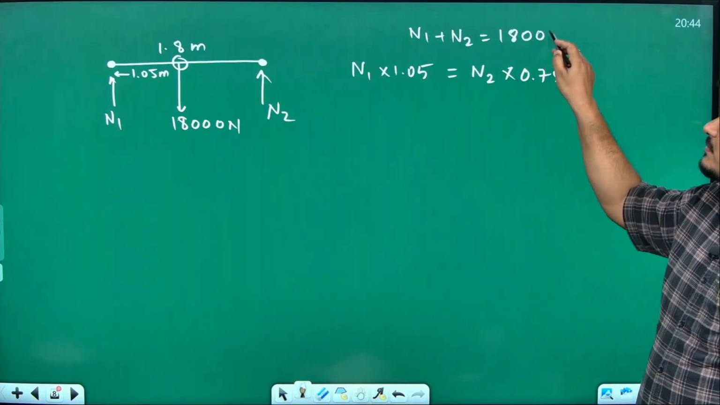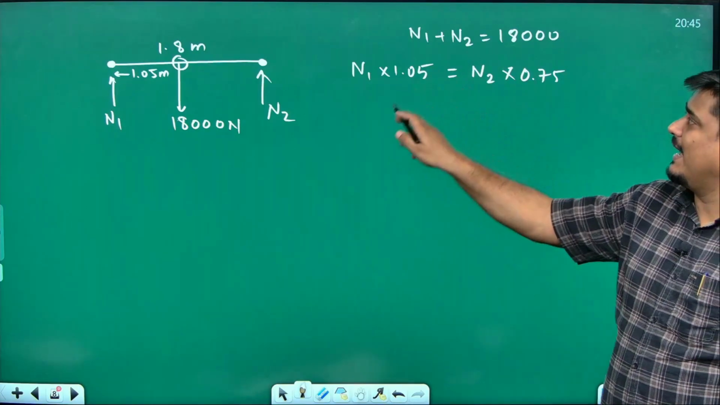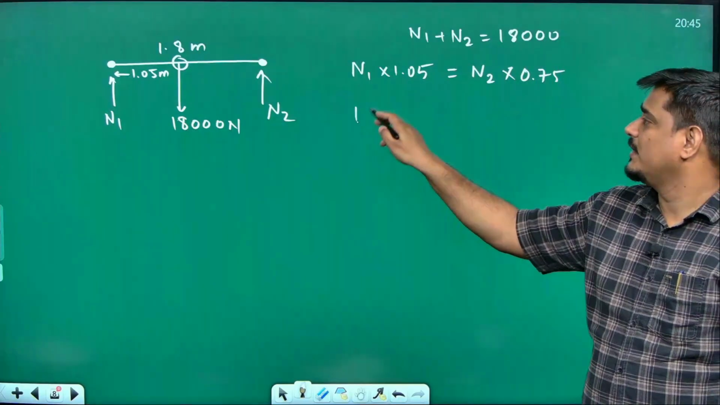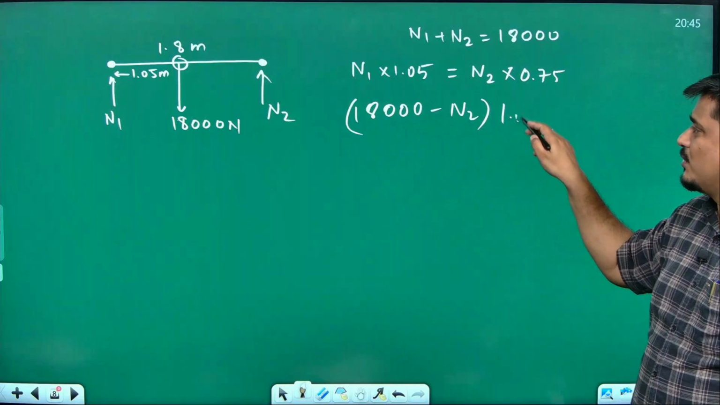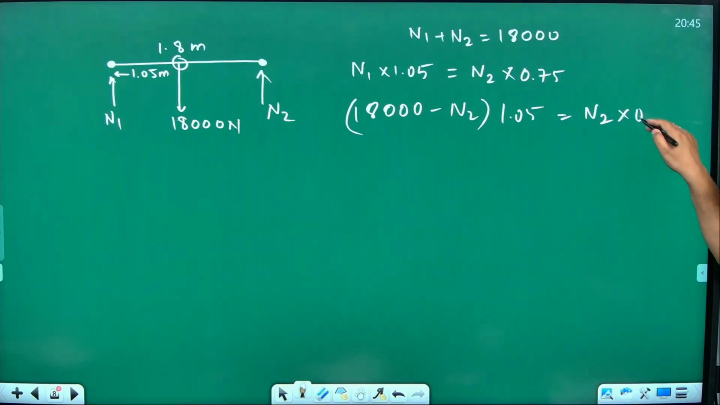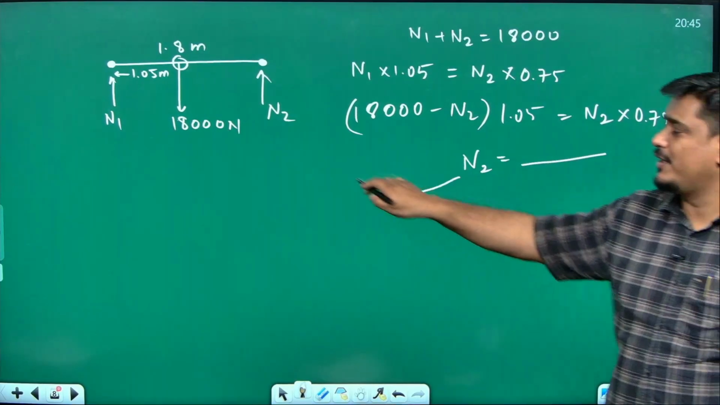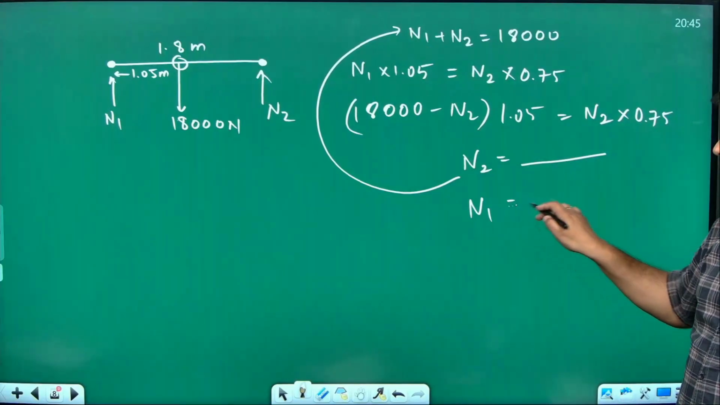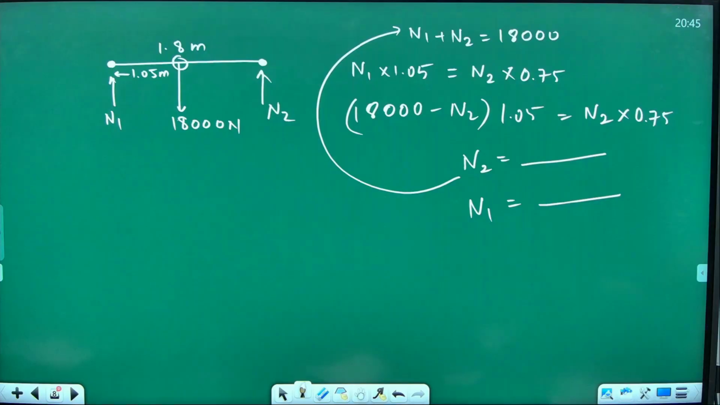Good. And also we have N1 plus N2 is equal to how much? 18,000. Isn't it? Net upward and net downward are the same. So I can write the value of N1 as 18,000 minus N2. So (18,000 minus N2) into 1.05 is equal to N2 times 0.75. If you solve properly, you will get the value of N2. If you put the value of N2 here, you will get the value of N1. So force on each front wheel will be N1 by 2. Force on each back wheel will be N2 by 2, assuming that there are two wheels only.